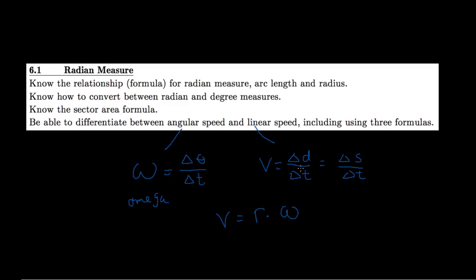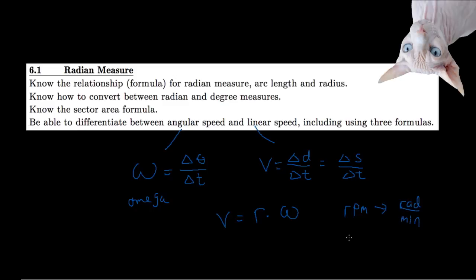So as long as you know these 3 formulas and a little bit about how to convert RPMs into radians per minute using the conversion factor, 1 revolution is the same thing as 2 pi radians, you'll know everything you need to know about angular and linear speeds.